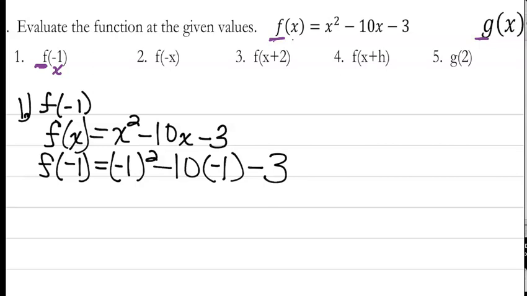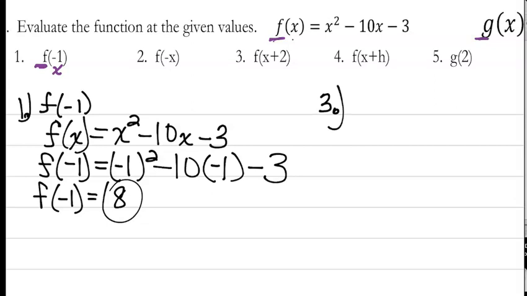So let's clean this up. We can punch it up in the calculator, or we can use our order of operations. Using the order of operations, at some point we'll get 1 plus 10 minus 3. 1 plus 10 is 11. 11 minus 3 is 8. Our answer is 8. So see, it's not that bad. I'm going to do number 3, and then I'm going to come back to number 2.